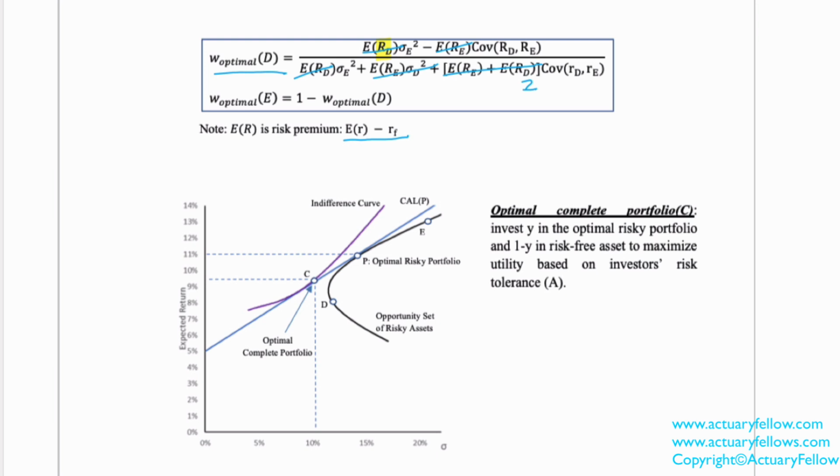Now let's bring in the indifference curve from BKM6. We can identify the optimal complete portfolio that's built from the optimal risky portfolio to maximize investors' utility. First, on the opportunity set, identify the optimal risky portfolio at point P that's tangent to CAL. Second, find the optimal complete portfolio at point C that's tangent to the indifference curve.